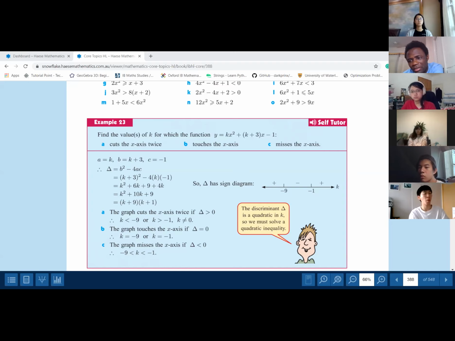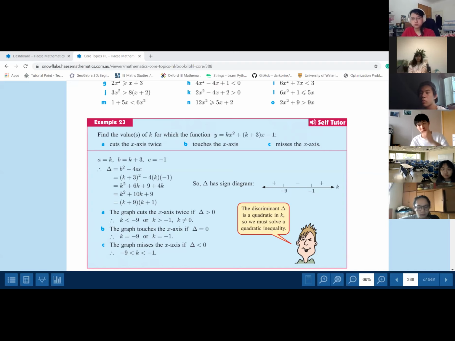Then you don't need to add this anymore. Does that make sense? All right, let's move on. Coefficient of x squared is 0, and so the function is not quadratic. It is a linear function, which will cut the x-axis exactly once. Note that this case does not fit the description touches the x-axis either.